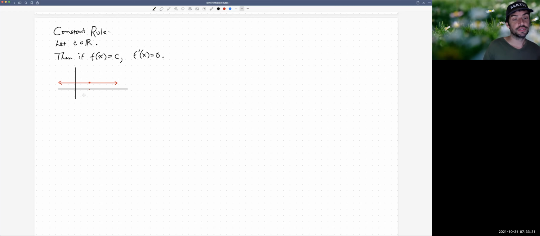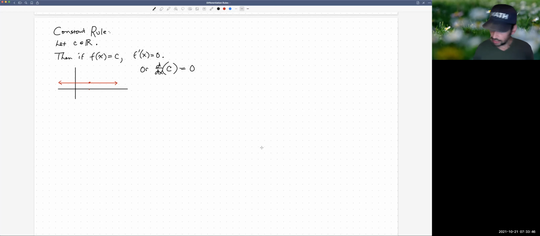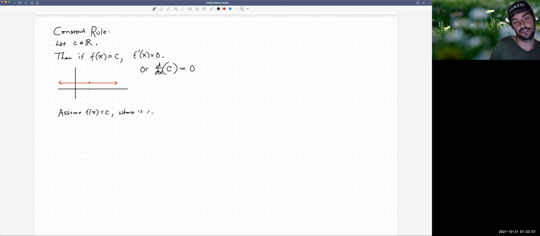Let me write this one other way. We can also, just to keep using other notation, say the derivative d/dx of a constant is 0, right? Saying the same thing without having to name a function. So how can we prove it? Well, let's assume f of x is equal to C, where C is a constant.